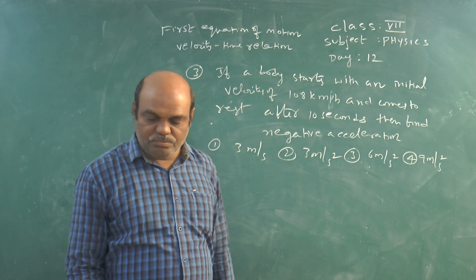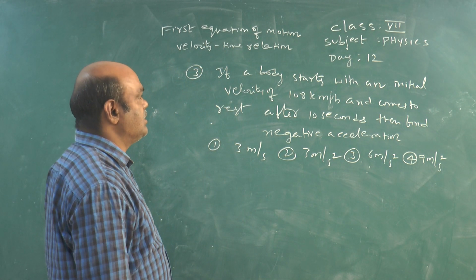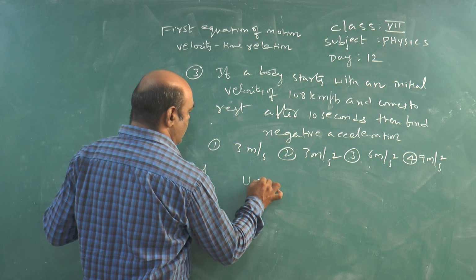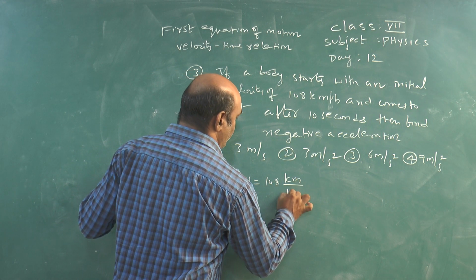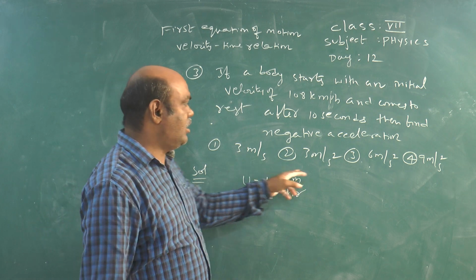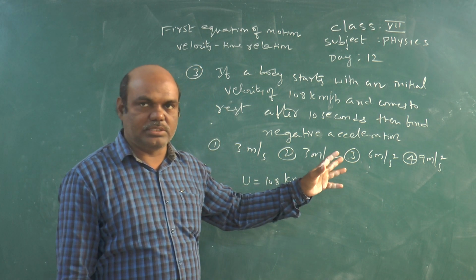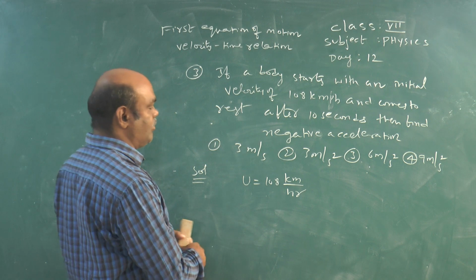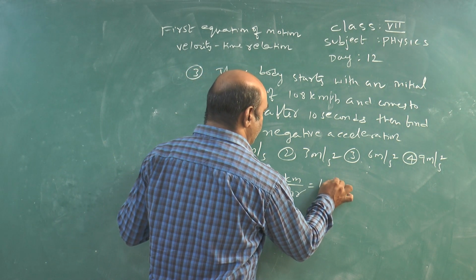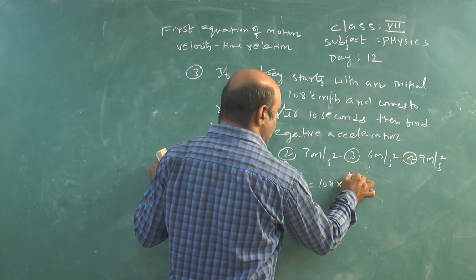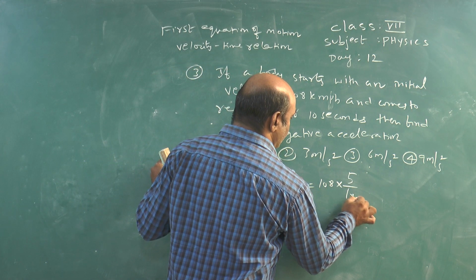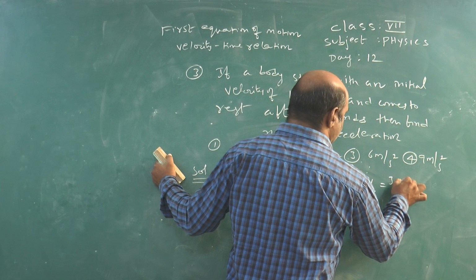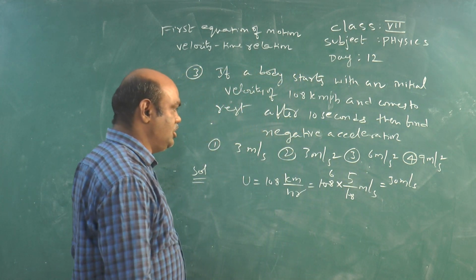In this problem, if a body starts with an initial velocity of 108 kilometer per hour, but our answer is in terms of meter per second, since acceleration has the unit meter per second square, we should convert this kilometer per hour into meter per second. How? 108 into 5 by 18 meter per second. So 6 times 5 is 30 meter per second, the initial velocity.